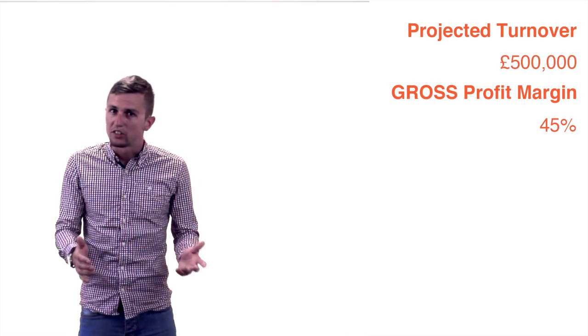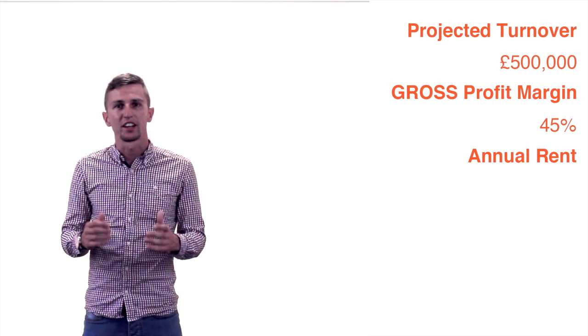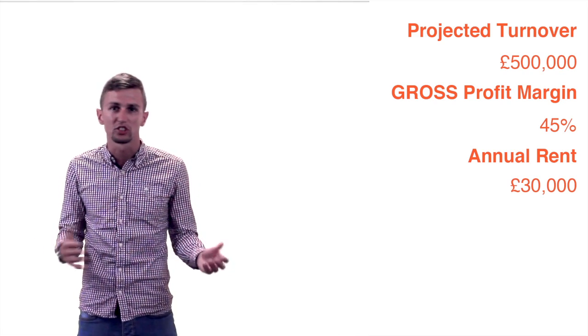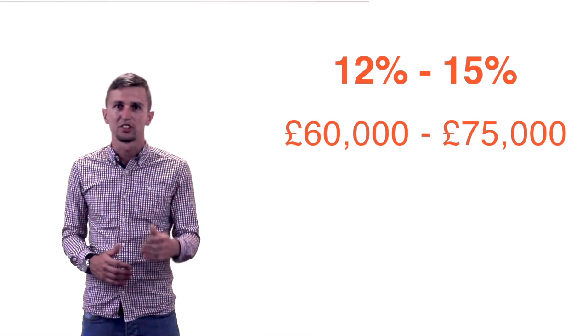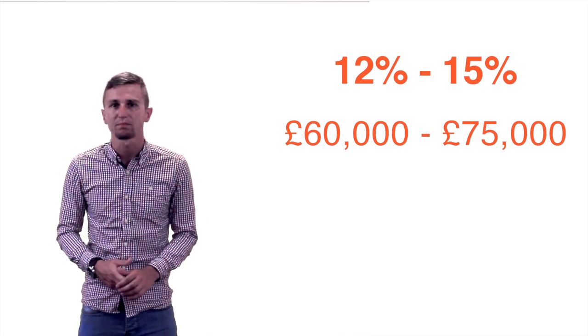The third and last piece of information that you're going to need is the rent that you're expecting to pay out over that same yearly period. In this case, we're going to use £30,000 just to illustrate the process to you. Now we're going to use all those bits of information, and the first step is to get the figures for 12% and 15% of your projected turnover. So 12 and 15% of the £500,000 that we're using in this case is £60,000 and £75,000 respectively. Yours will obviously be different.